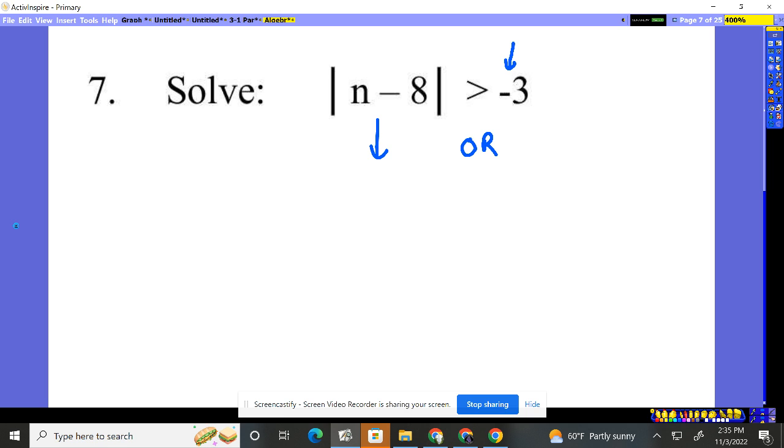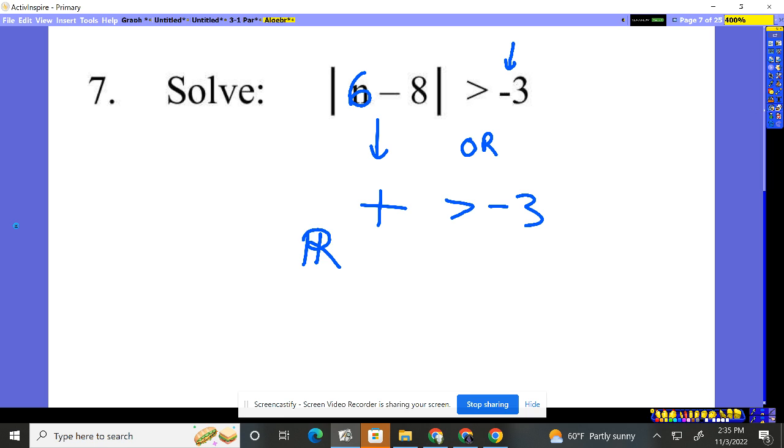I know an absolute value always comes out to be positive. No matter what, that guy's going to be a +1, +2. He's going to be positive. How often does that answer, which is going to be positive, how often is that greater than -3? How often is a positive number bigger than -3? Always. That means no matter what you plug in for n, it's going to work. Every real number will work no matter what you plug in.